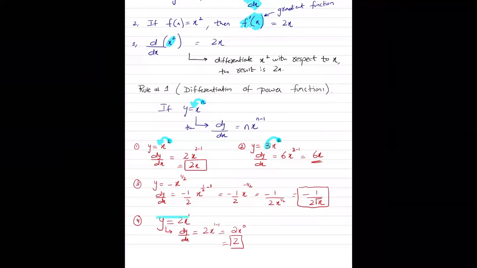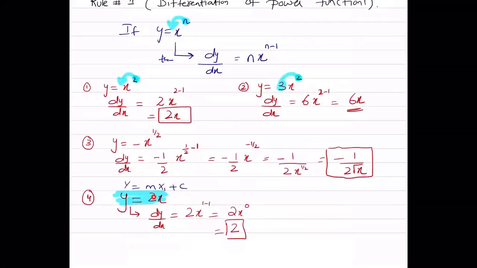Now consider this equation y equals 2x. If it's a straight line, what is the gradient actually? I want you to use the concept of coordinate geometry. If you compare it with y equals mx plus c, what is the gradient over here? I'm just talking about the straight line, right? 2. And it does not involve any x over here. It's just a constant value.